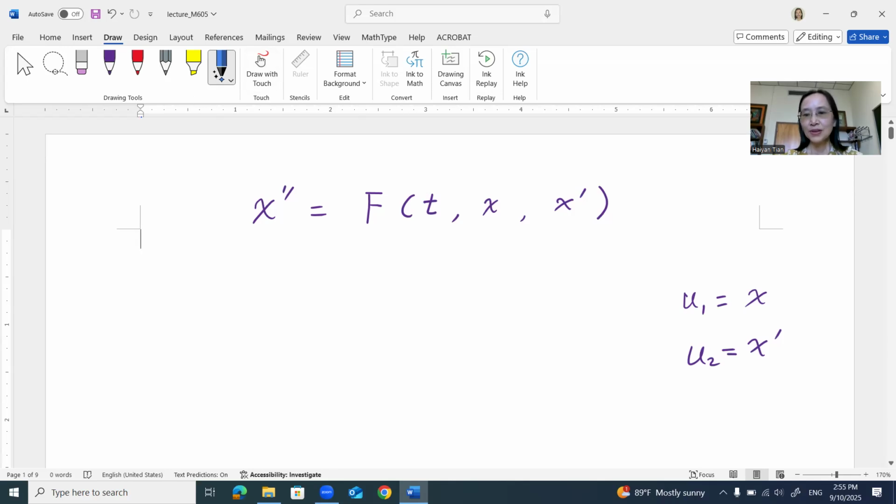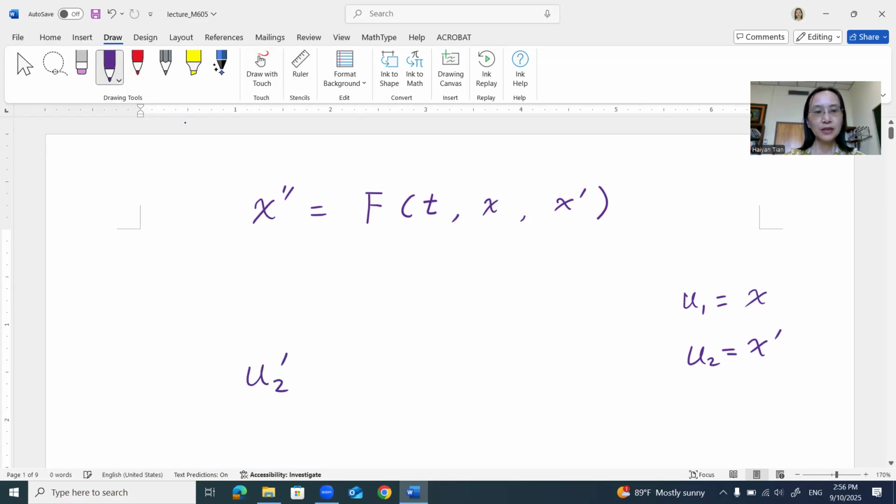So do a little change to this name, the x. I call it u1. X derivative, I call it u2. So as soon as we have these two, these are functions, and then the second order derivative of x will be u2 derivative.